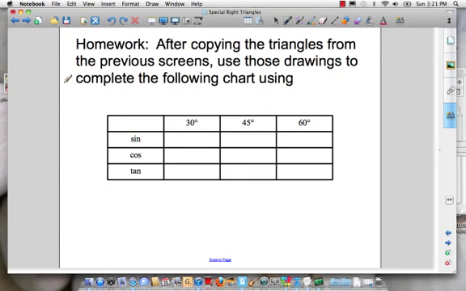For your homework, I want you to look at the two triangles you've already been asked to draw, and by using those triangles and what you know about sine, cosine, and tangent, I want you to fill in the chart that you see using exact values. That means no decimals. Go ahead and leave square roots in your answer wherever necessary. Have that ready for class next time.